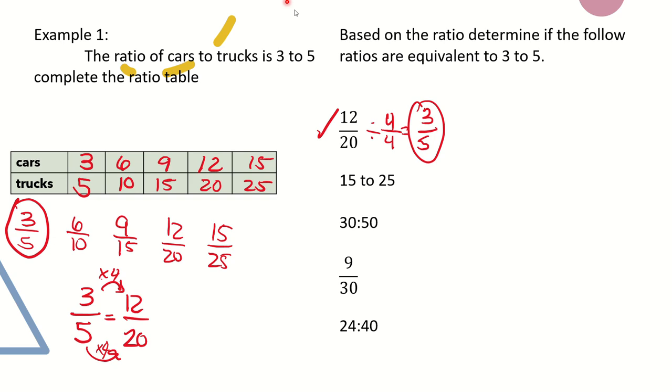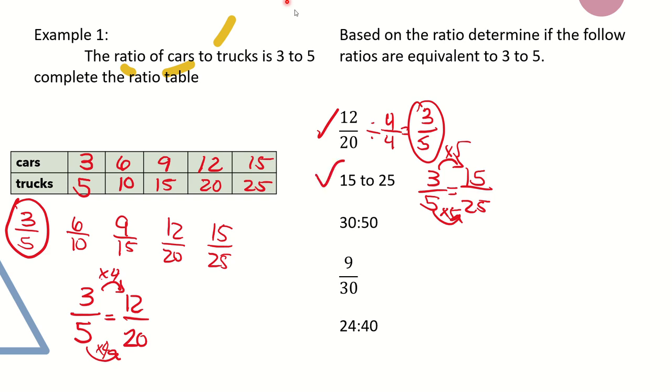Since we scaled down on this one, let's see if we can scale up. So in this case, I would just simply write my ratio that I'm trying to see whether it's equivalent to, 15 and 25. So remember, whatever I do to the bottom, I also have to do to the top. Whatever I do to the top, I also have to do to the bottom. So in this case, if I go 3 times 5, that gives me 15. 5 times 5, does that give me 25? Yes. So these would be equivalent.